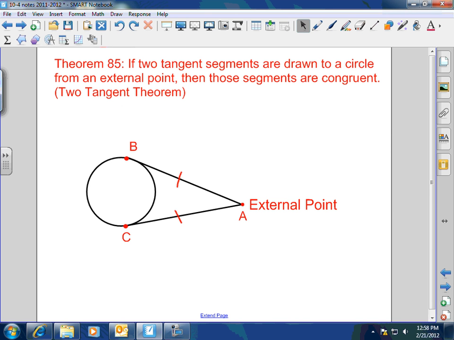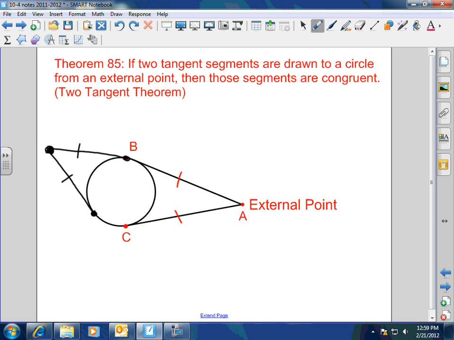Theorem 85 states that if two segments are drawn to a circle from an external point, then those segments are congruent. It's called the two-tangent theorem. If you've got this external point, let's say over here, and I draw two tangents here, since these two tangents came from the same external point, this guy must be congruent to that guy.